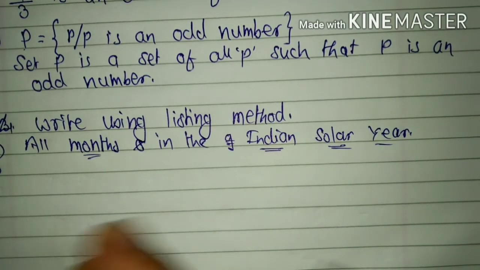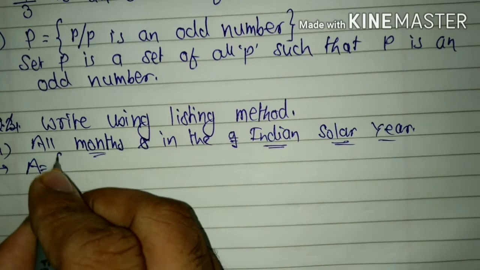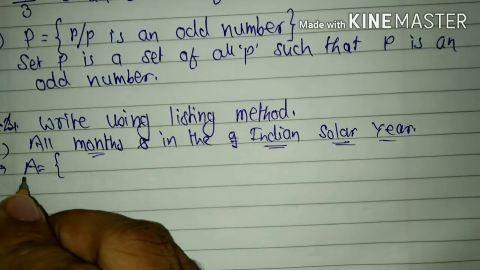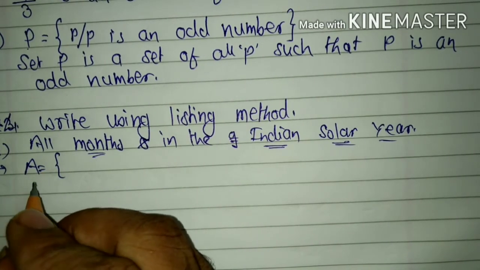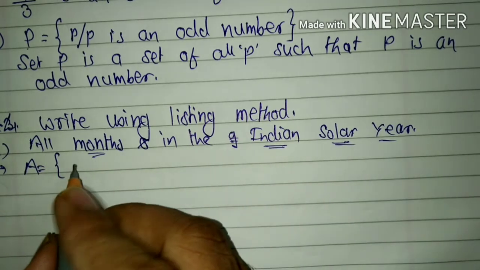So these months are Chaitra, Vaishak, Jyesht, Ashad, Shravan, Bhadrapad, Ashwin, Kartik, Margashish, Paush, Magh and Falgun. Very good. So A, it is a set. You can take, instead of A, you can write M or any other letter. A, it is the set of all months in Indian solar year.